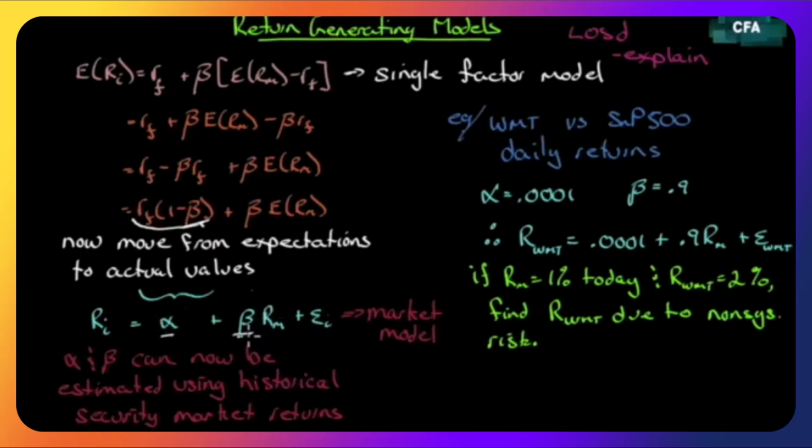So let's see how that's applied in a particular problem, and I think you'll say, okay, now I get it. Let's take Walmart versus the S&P 500, and let's look at some daily returns. What we've done is take maybe a year or 2 years of Walmart daily returns and S&P 500 daily returns, ran a regression, and SPSS spit out an alpha of 0.0001 and a beta of 0.9.